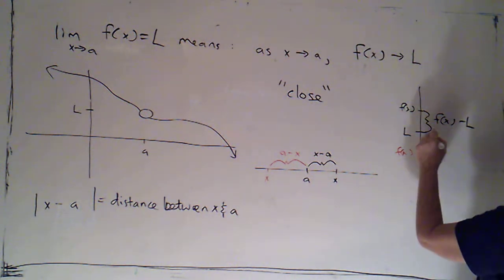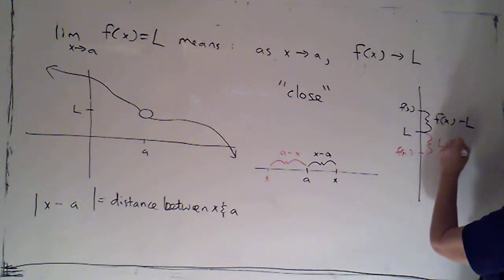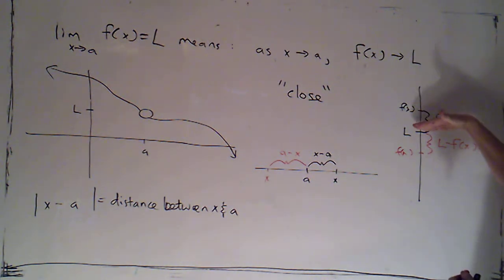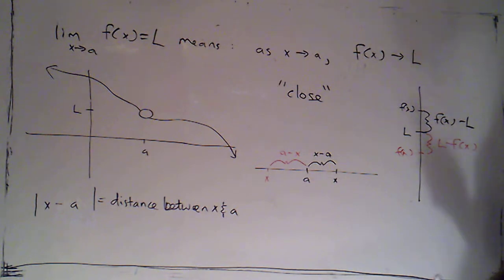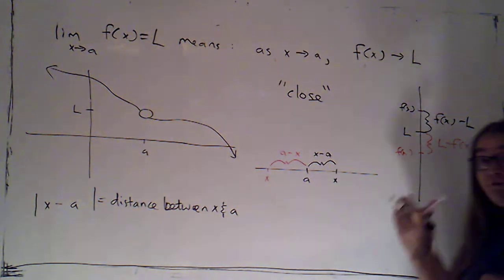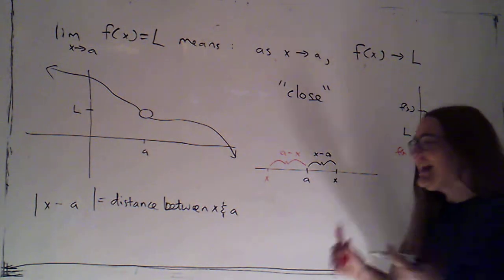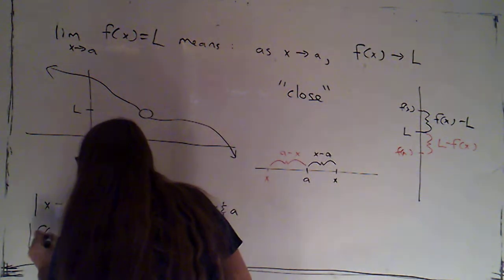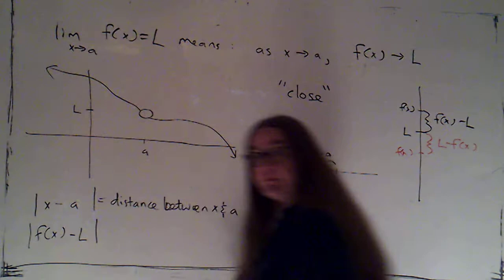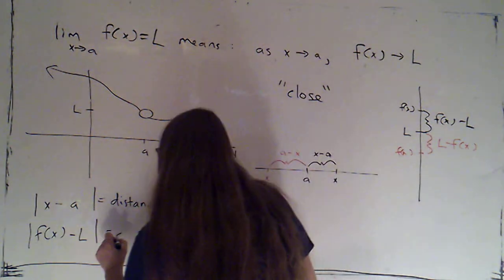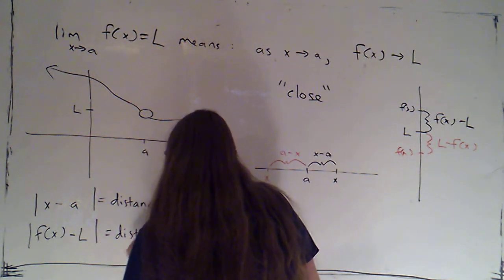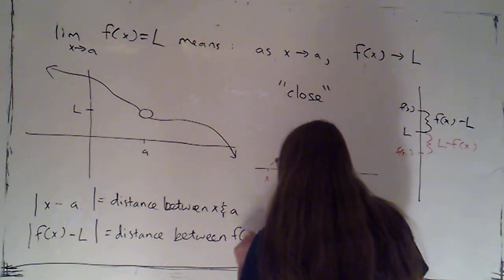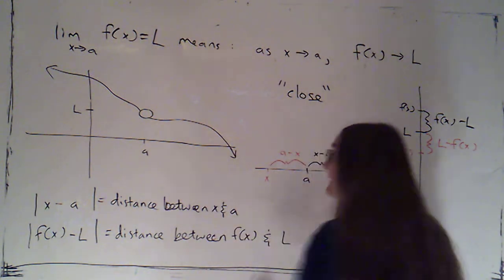This vertical distance would be L minus f of x. Again, bigger value minus smaller value. But I can get one formula for both scenarios if I simply take the absolute value. So the absolute value of f of x minus L is going to equal the distance between f of x and L.